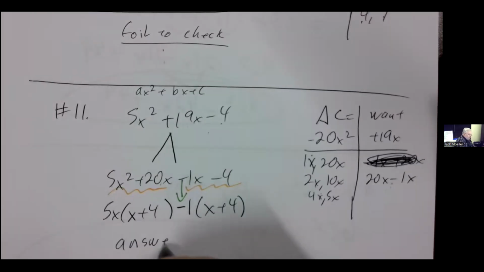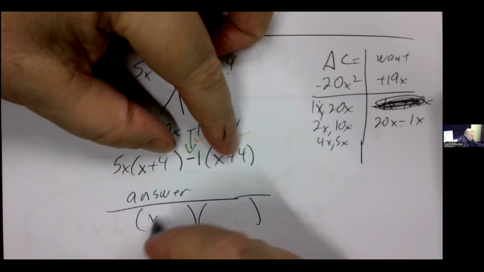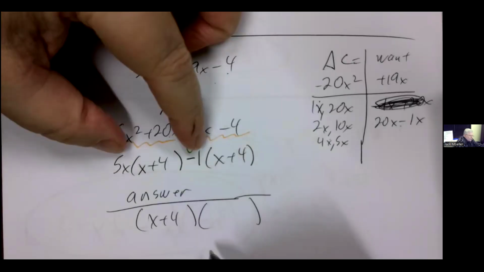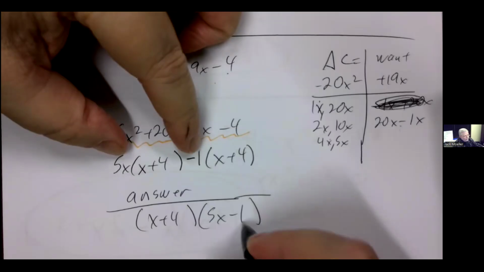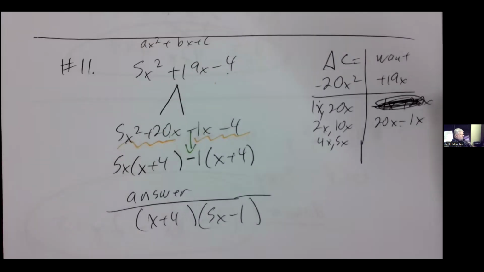So our answer is 2 binomials. One binomial is what's inside the parentheses, and then the other one is what's outside the parentheses. So x plus 4 times 5x minus 1, or flip-flop them. Some people like 5x minus 1 first. Doesn't really matter.